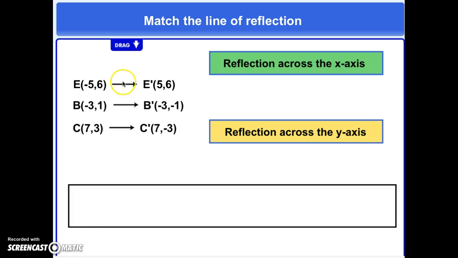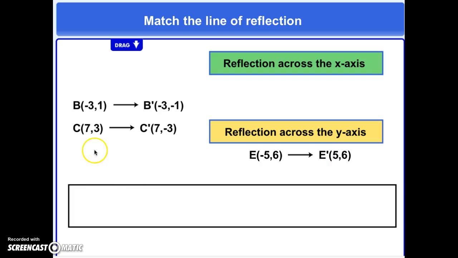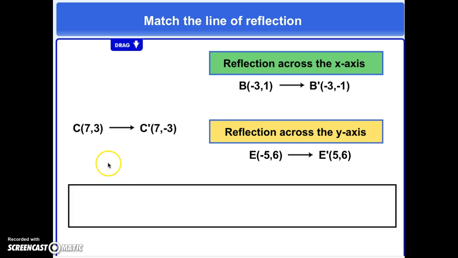You should see that point E was -5, 6. The y-coordinate stays the same, which means that point was reflected over the y-axis. Point B, the x-coordinate stayed the same, but the y-coordinate changed to its opposite. Because the x-coordinate stayed the same, it was reflected over the x-axis.